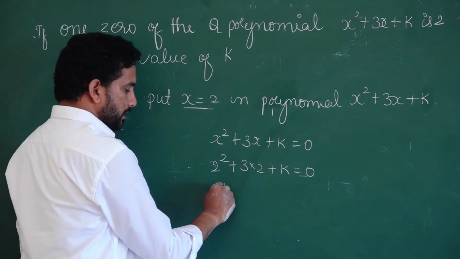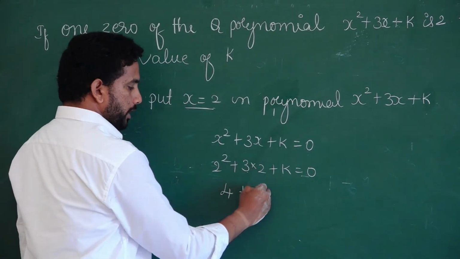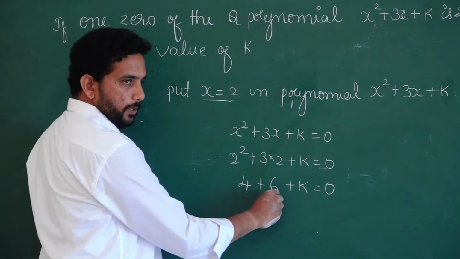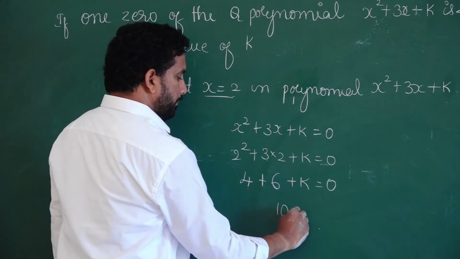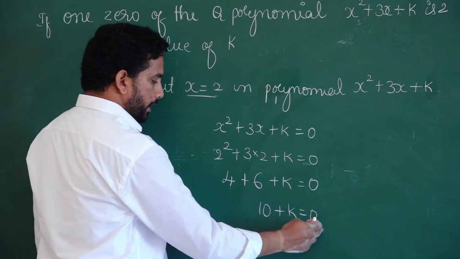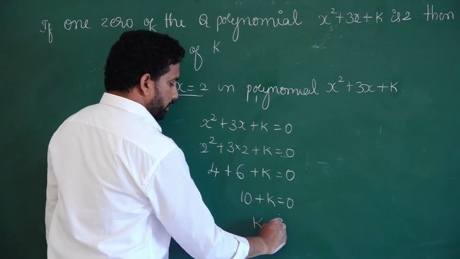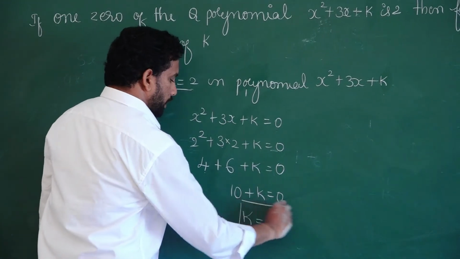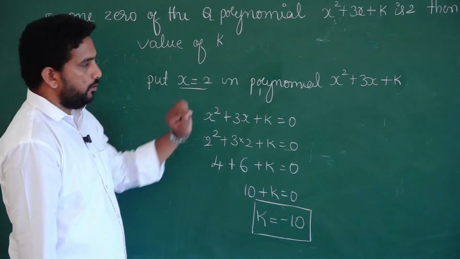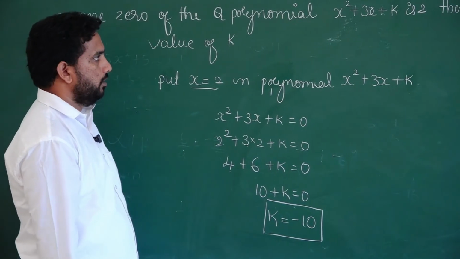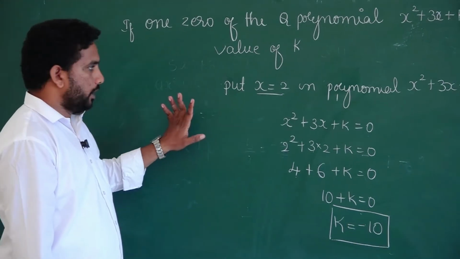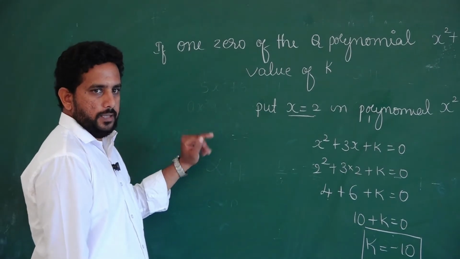Here 2 square is 4 plus 3 2s are 6 plus k is equal to 0. So 4 plus 6 we get 10. 10 plus k is equal to 0. When 10 is transposed to the right hand side, it will become negative. Therefore k is equal to minus 10. So like that we can find out the value of k by using one root of the equation. This is one type of question they will ask in examinations.